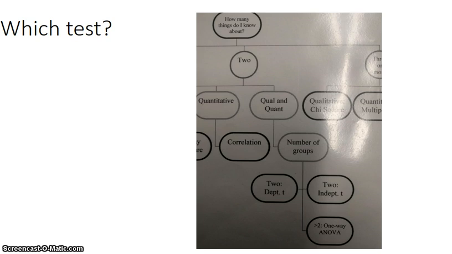However, since the heart rate has been collected from the same person twice, first standing then sitting, or first sitting then standing, we will use the dependent t-test.